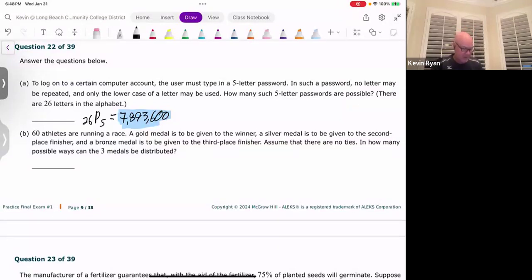All right, part B. 60 athletes are running a race. A gold medal is given to the winner, silver to the second place, and bronze to the third. How many possible ways can the 3 medals be distributed? That is going to be 60 permutation 3, because again, the order matters for this one.